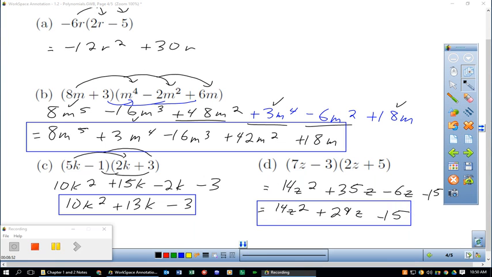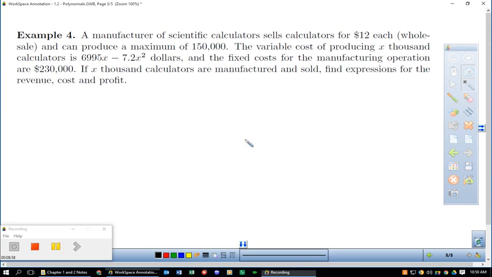All right, last problem we have is going to be a word problem. All right, a little bit of business terminology. A manufacturer of scientific calculators sells calculators for $12 each, wholesale. And he can produce a maximum of 150,000. That's kind of important. It's also important that we're selling them for $12 each.